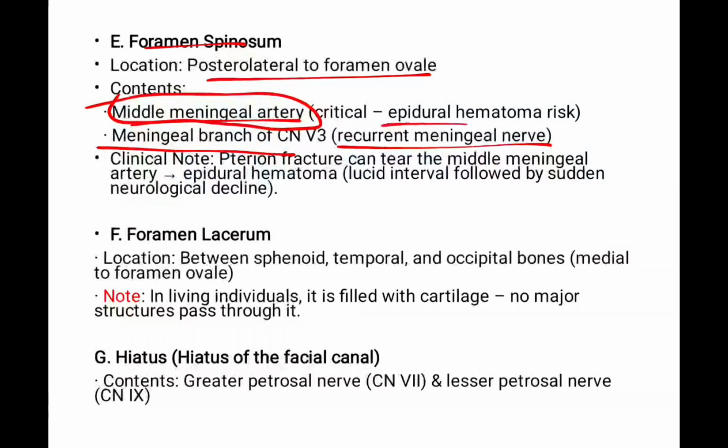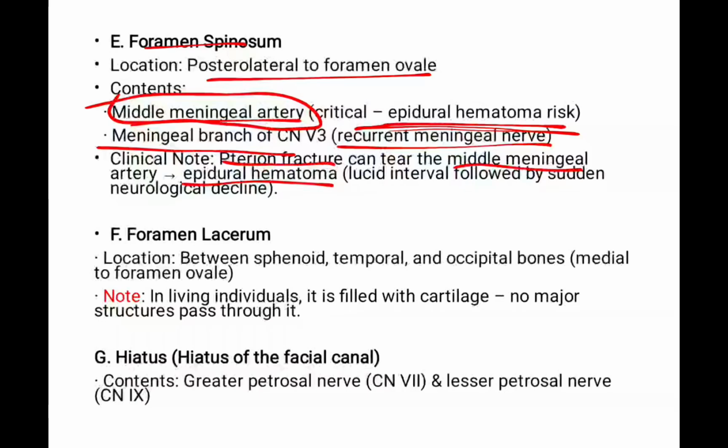It's important for epidural hematoma risk. If there's an injury to the middle meningeal artery, it could cause an epidural hematoma. So a pterion fracture, a fracture to the pterion, can tear the middle meningeal artery, which, like I said, will lead to epidural hematoma.